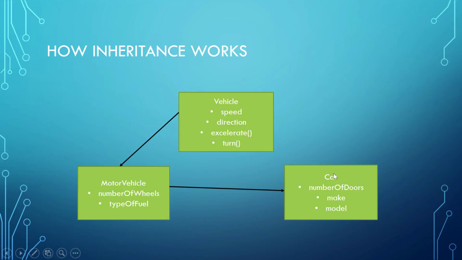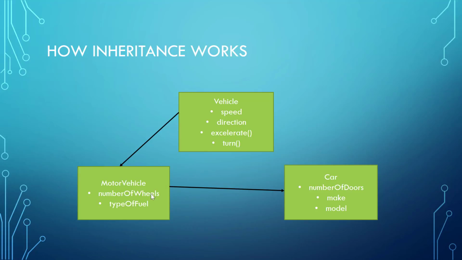But what's nice is in this particular example, the car class still has the speed, direction, accelerate, turn, and everything that came from vehicle, as well as the number of wheels, type of fuel, and everything that came from motor vehicle. We may have additional properties such as the number of doors, the make, the model, things like that go along with the car specifically that may not apply to vehicles in general or the motor vehicle.